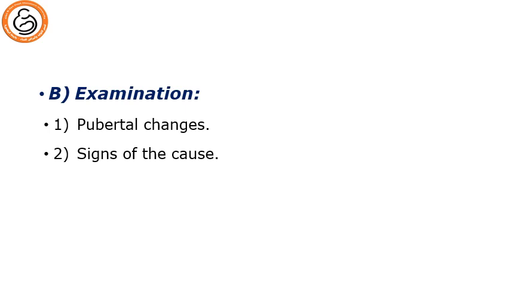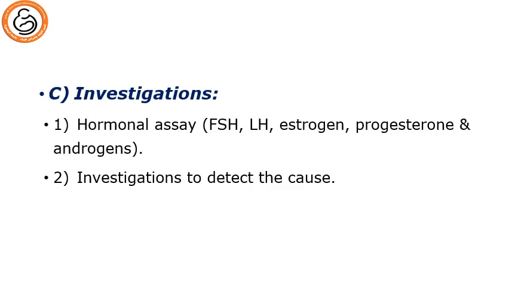Examination: we should evaluate pubertal changes based on the Tanner classification, and signs of the cause sometimes could be detected. For investigations, we should do hormonal assay. We should find the level of FSH, LH, estrogen, progesterone, and androgens, and according to the findings, we can classify the condition. Also, we should do investigations to detect the cause, like doing CT on the abdomen and the pelvis. Sometimes we need to do CT for the brain. Sometimes we can evaluate other hormonal factors like TSH and prolactin, which may point to the cause.